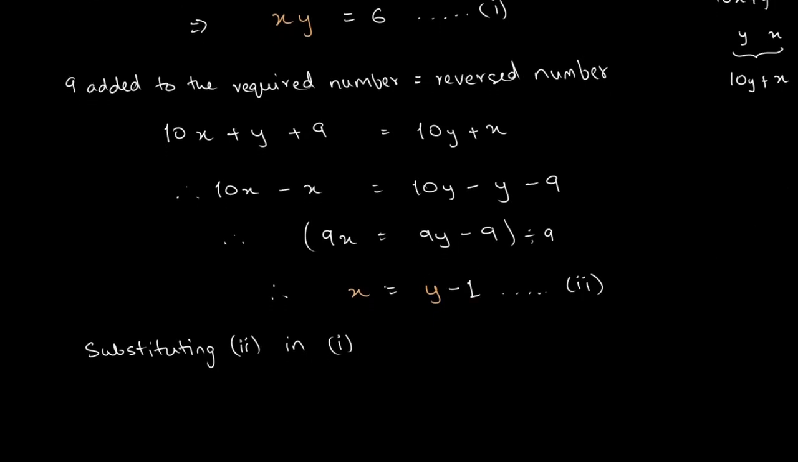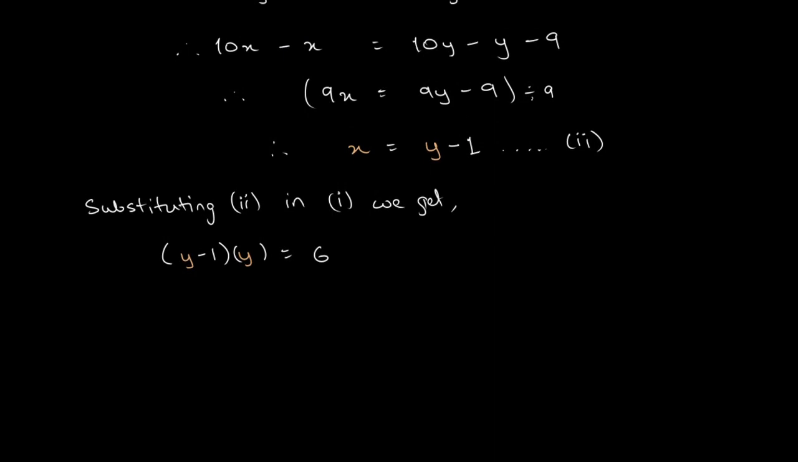Now instead of x, I'll write y minus 1. So I have y minus 1 into y, which was already there from before, which is equal to 6. And this is what we get by substituting 2 in 1: y minus 1 into y is equal to 6. So let's expand this equation. Y minus 1 into y will give me y square minus y is equal to 6.